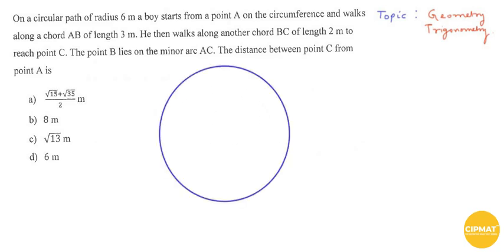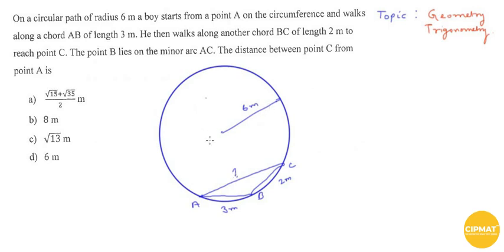Here we have a circle. Then in the circle, the radius of the circle will be around 6 meters. And it is said that AB is of length 3 meters. So let's try to draw it. Let's say this is AB that we have of 3 meters. And we have BC, which is even smaller. Let's say this is BC, which is of 2 meters. We need to find out AC.